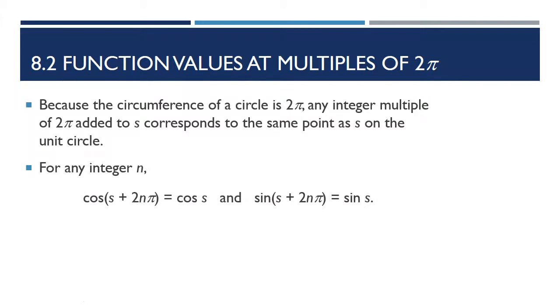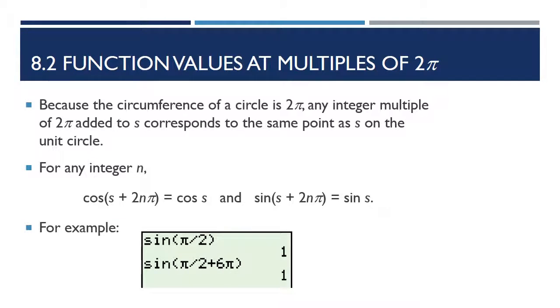So the cosine of s plus 2m pi equals the cosine of s, and the sine of s plus 2m pi equals the sine of s. And again, when you get all the way back to where you started, the cosine, the sine, all six functions are going to be what they were in the original angle. So for example, the sine of pi over 2 is the same as the sine of pi over 2 plus 6 pi.